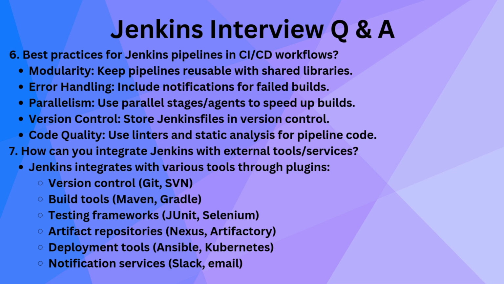Modularity, keep pipelines reusable with shared libraries. Error handling, include notifications for failed builds. Parallelism, use parallel stages/agents to speed up builds. Version control, store Jenkinsfiles in version control. Code quality, use linters and static analysis for pipeline code.